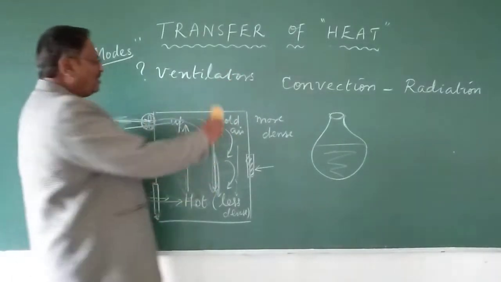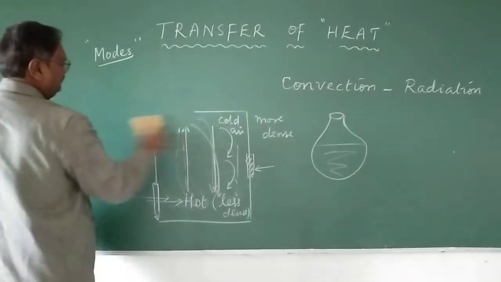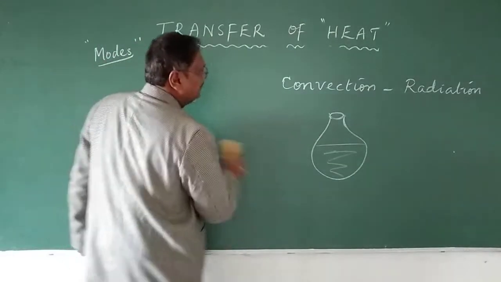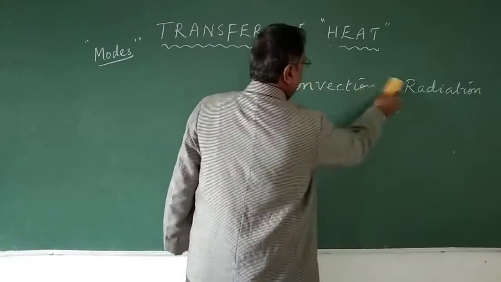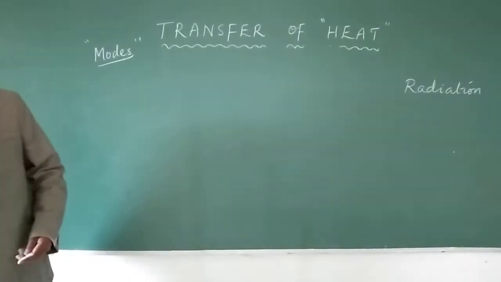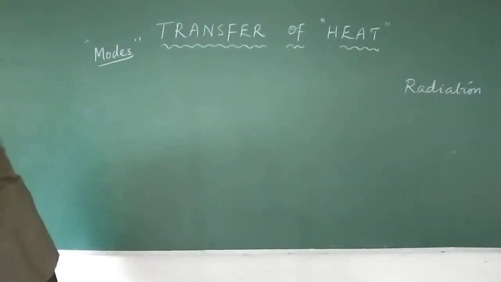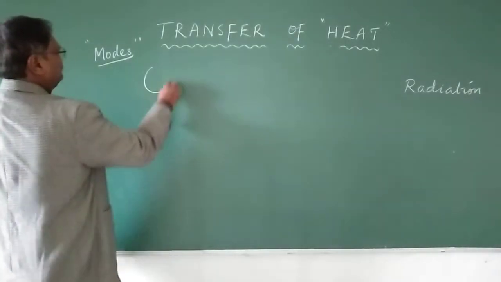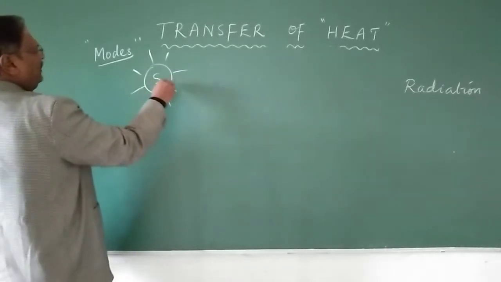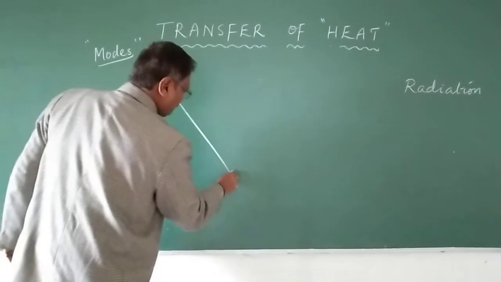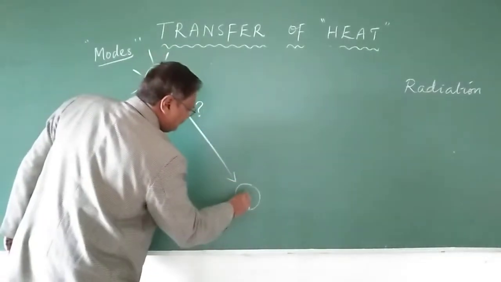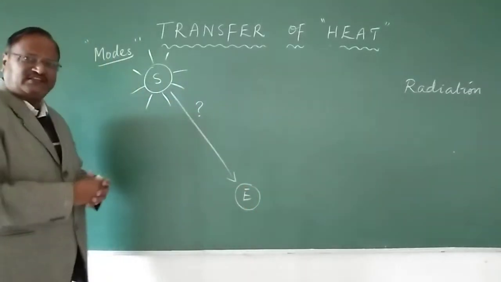And we come to the last point of our discussion on transfer of heat, and that is radiation. Radiation is very simple. In the case of radiation, the sun is there, and the sun is giving us heat, and the heat is coming to us. In between the sun and the earth, is there anything?